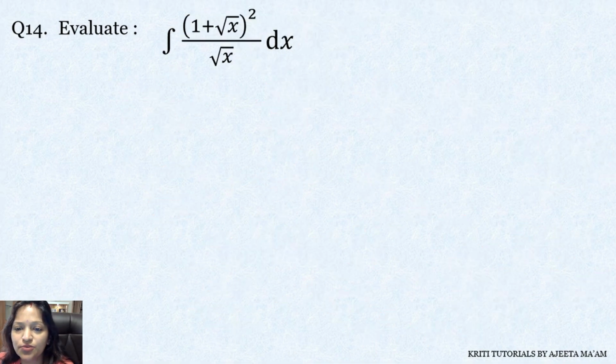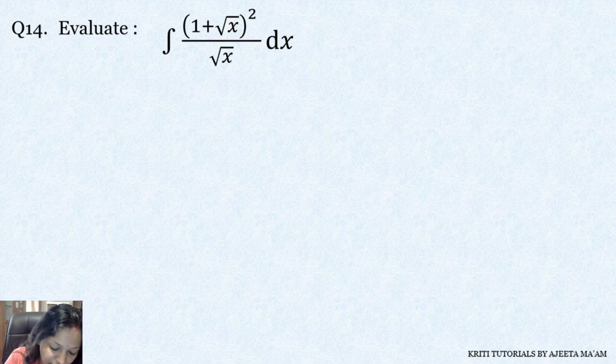So let's see the next one now. So this is 1 plus root x whole square upon root x dx. Now, again, this can be solved in a very easy way. We will be using a plus b whole square first, and then we are going to simplify it. So what will you get here? A plus b whole square: a square plus b square plus 2ab. And we will separate the denominator, students.